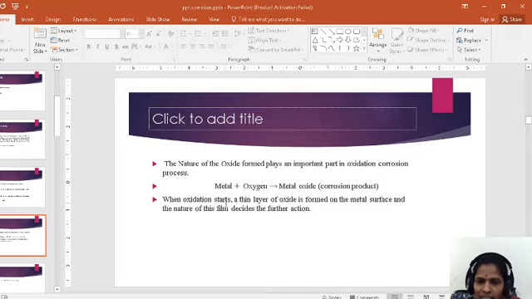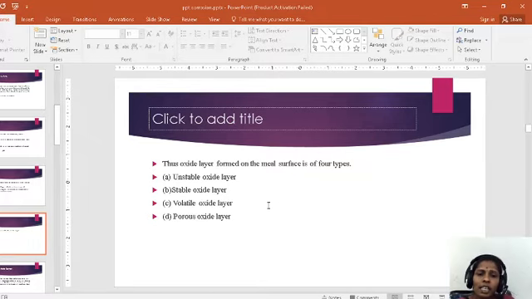When oxidation starts, a thin layer of oxide is formed on the surface of the metal, and the nature of this film decides the further action. That means when the metal is reacting with the oxygen, a layer is forming on the surface of the metal. That layer is a thin layer, also called the oxide layer. This oxide layer plays an important role, and it decides the further action. That means whether further corrosion takes place or not depends on the oxide layer.